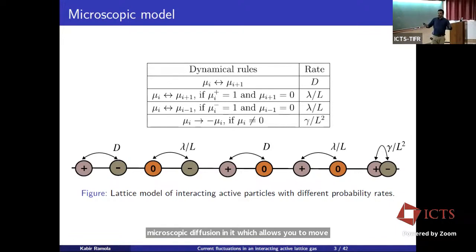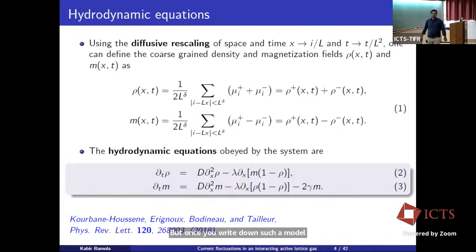But once you write down such a model, you can start to write hydrodynamic equations for this model, which was started with this study in 2018, but has been developed over the last 4 years. In fact, recently, a lot of papers have been written on the fluctuating hydrodynamics of this model, which I will describe in detail. So you can do a diffusive rescaling of space and time so that you can actually write down hydrodynamic equations for coarse-grained density fields.